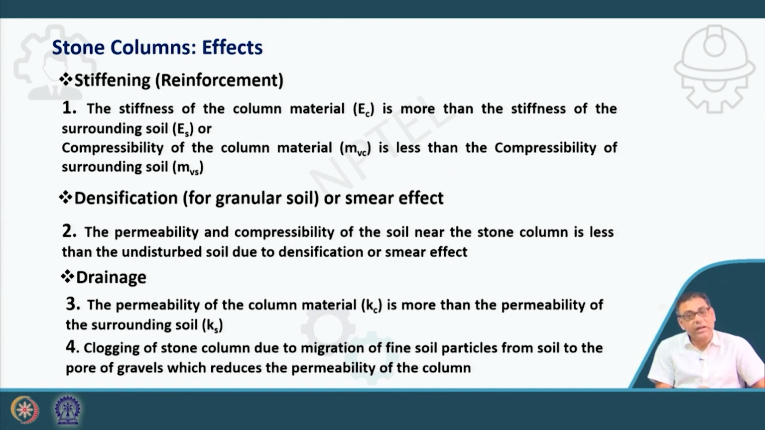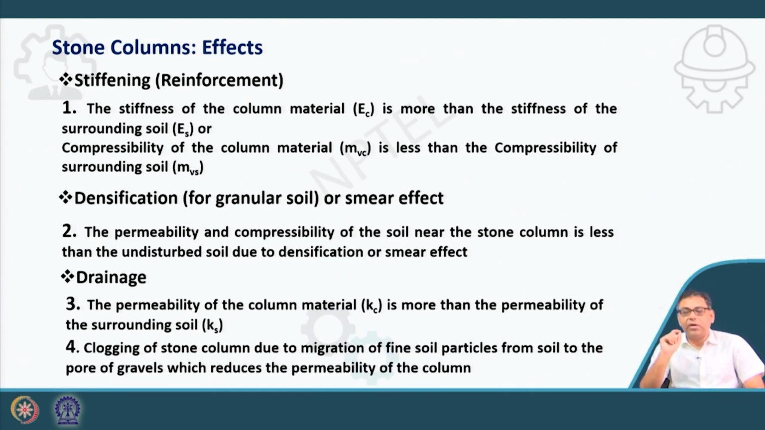Third one is the drainage. Because here we are providing stones into the ground, the permeability of the stone column material is more than the permeability of the surrounding soil. That's why we are providing this drainage part. Next one is another effect, the clogging of the stone column due to migration of fine soil particles from the soil into the pores of the gravel, which reduces the permeability of the stone column.